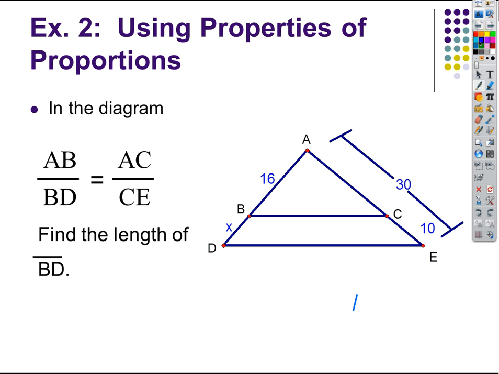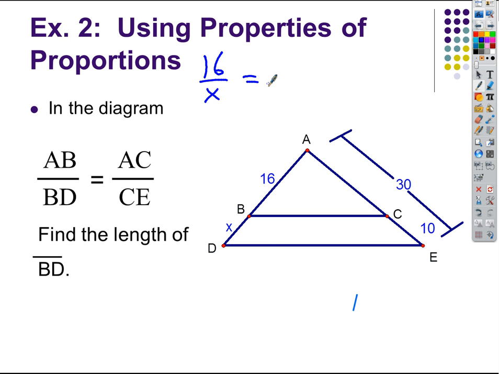Good. What about the right side? Is x 10? I mean, maybe, but probably not, right? We don't know that for sure. What's the problem though? Now I need to get AC. Do I have AC there? It's not giving me directly, is it? Can I calculate it though?